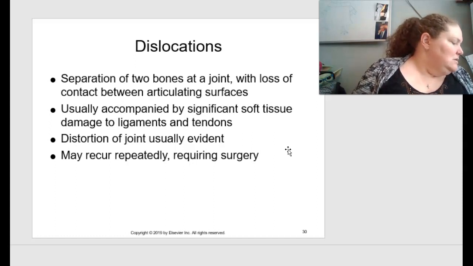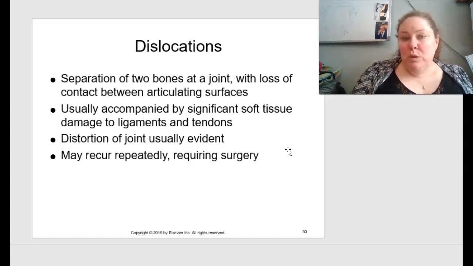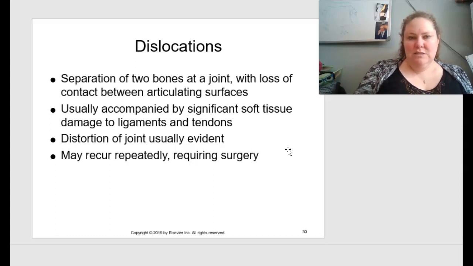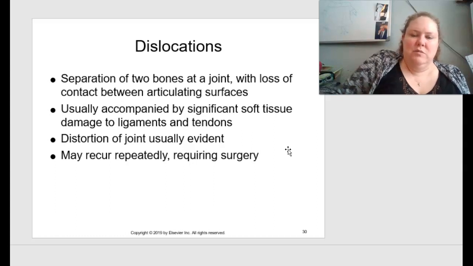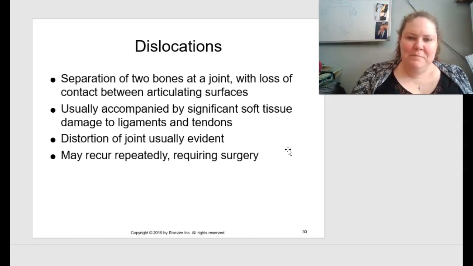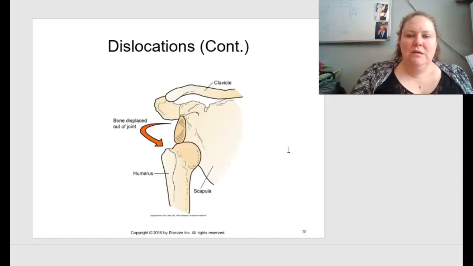What about dislocations? Okay, so dislocations is on page 170, and when you dislocate something, it's like you pop something out of your joint, or you dislocate your shoulder or whatever. This is where you have a separation of two bones at a joint with a loss of contact between those articulating surfaces. And this is usually accompanied by significant soft tissue damage to the ligaments and the tendons, and this can also distort the joint. And usually this is evident, so it'll be like popped out. You can see it, so I can actually kind of disjoint my shoulder, one of my many talents, right? And this may recur repeatedly, sometimes often requiring surgery.